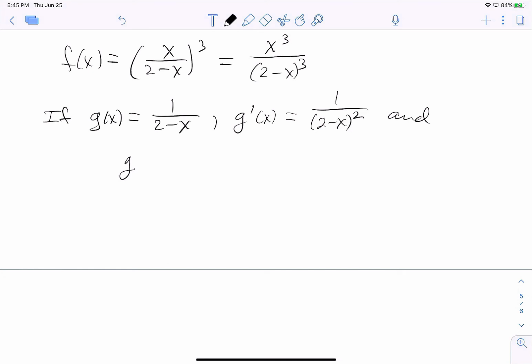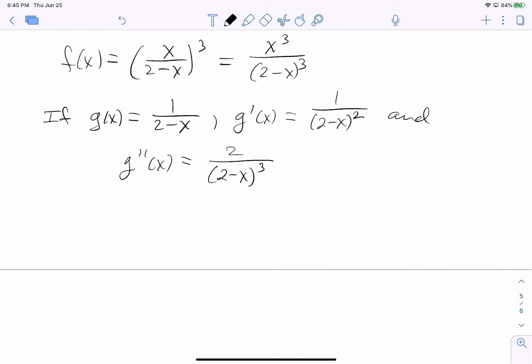And g double prime of x is going to equal 2 divided by 2 minus x, the quantity cubed. You may be asking, what happened to the negative sign for the exponent? The inside function is 2 minus x. Its derivative is negative 1. Every time we differentiate, the two minuses will offset each other.